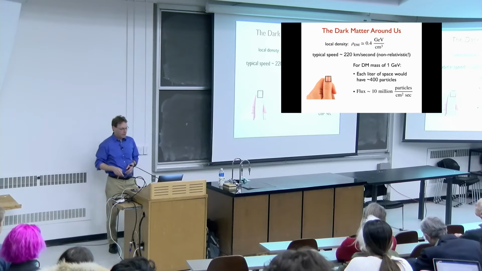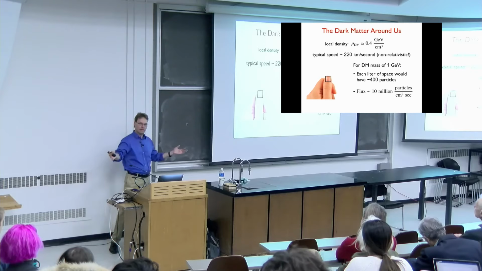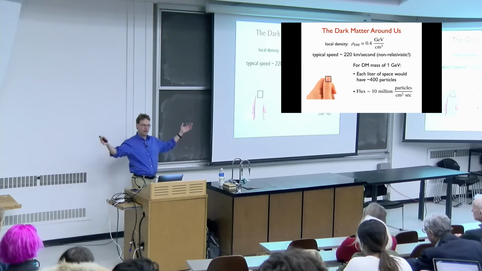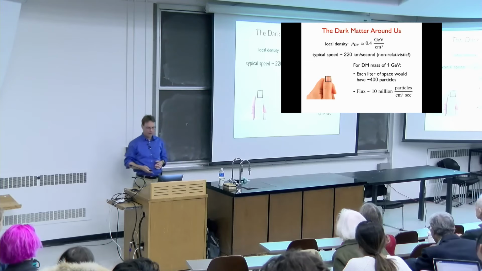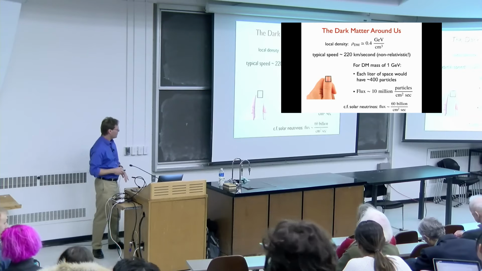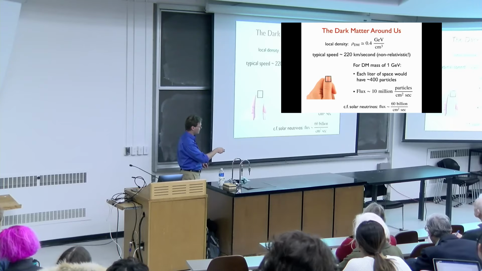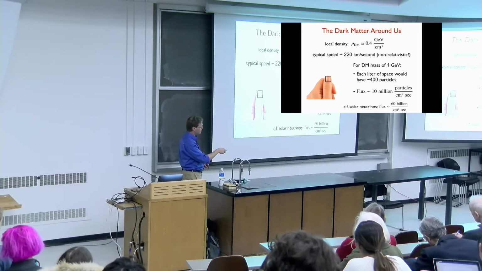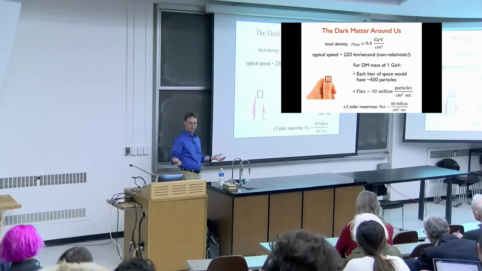And just to compare this, you might ask the question, well, why don't I see them, right? There's so many of them. Why are they not interacting with me? Why don't I feel hit all the time from all sides? Well, you can look at the solar neutrinos, the number of neutrinos coming from the sun. That flux is about 60 billion per centimeter squared per second. Now, none of us is complaining about them, okay?